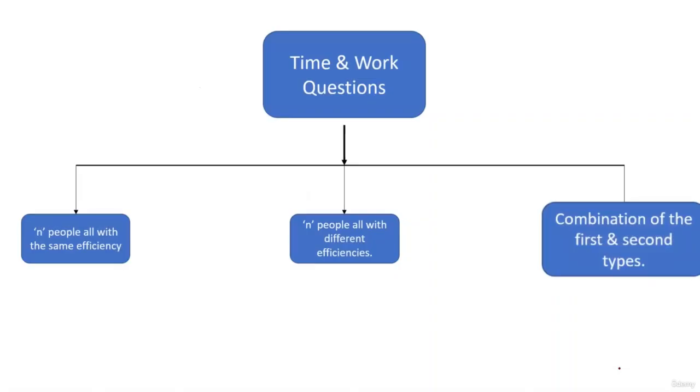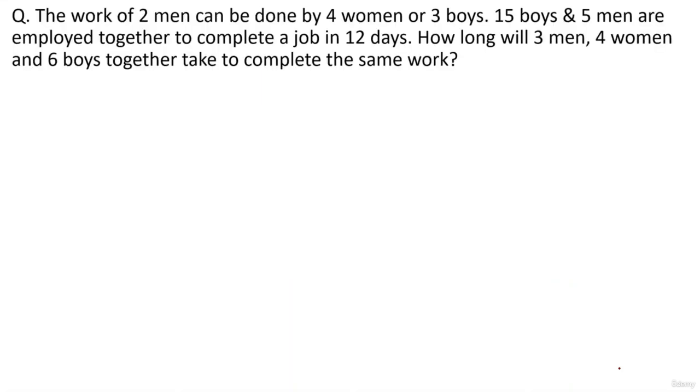Okay, people having the same efficiency, people working at different efficiencies. Okay, we'll combine them into one question. Let's see. So work of 2 men can be done by 4 women or 3 boys. 15 boys and 5 men are employed together to complete a job in 12 days. How long will 3 men, 4 women, and 6 boys together take to complete the same work?